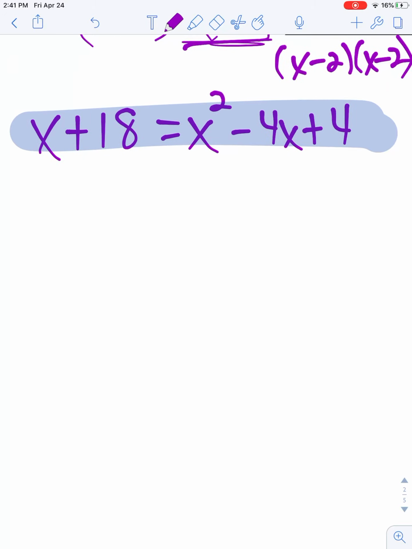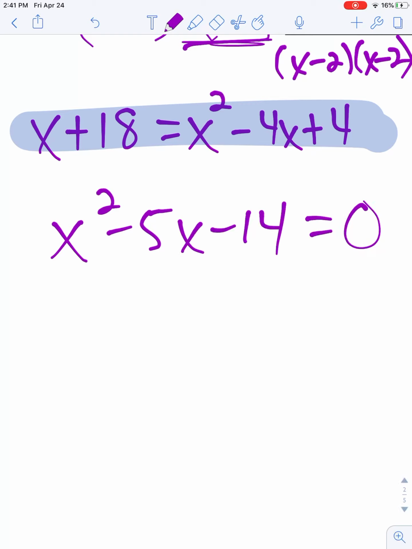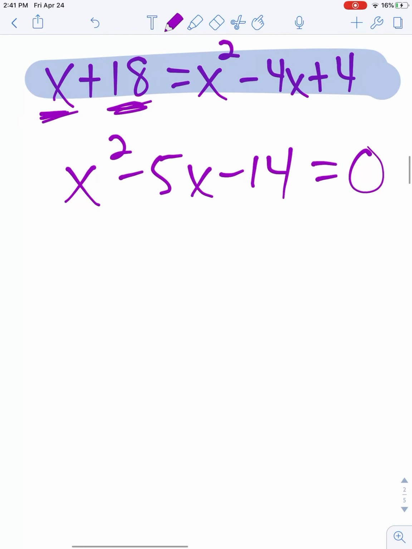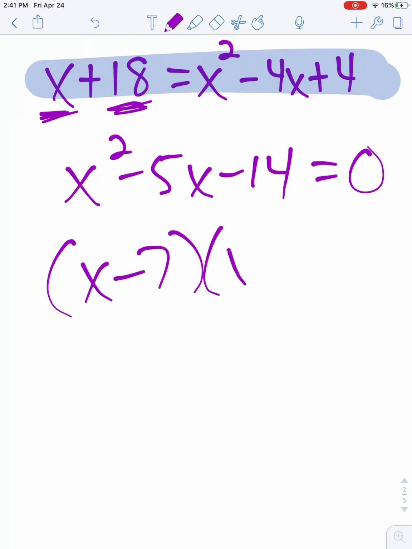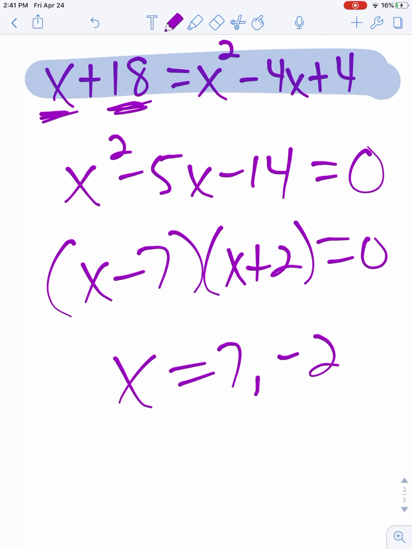Then you're going to want to get it all equal to 0. So once you get it equal to 0, you're going to get this. Don't forget, you have to write equals 0 in order to get those points. All I did was subtract over the x and subtract over the 18. Okay, then you can factor and you can solve. So that factors to this. So you get 7 and -2.